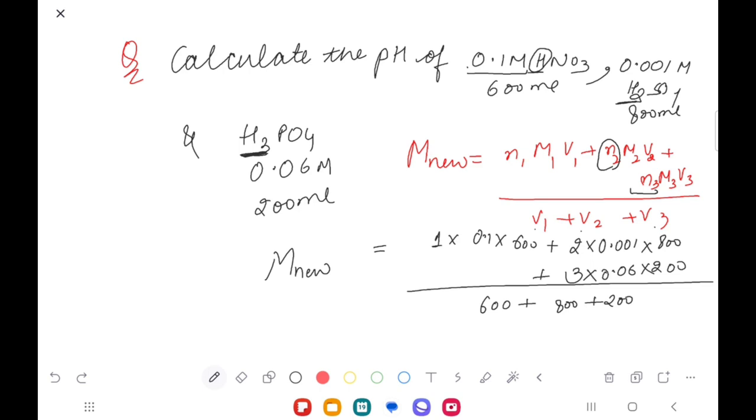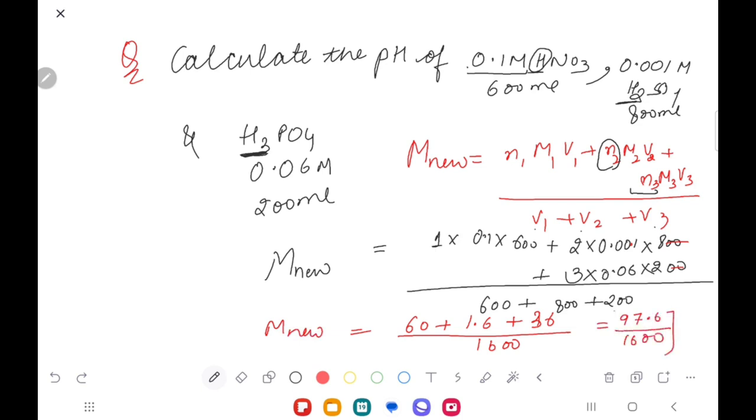So this is going to be the new concentration. This is going to give me 60, plus this is going to give me 1600 into this, so it's going to give me 1.6 because two zeros brings this right here. And plus this is going to give me 12 times 3, 36, over 1600. So for me it is going to become 97.6 over 1600. You can divide this value and tell me the new concentration. 0.057.